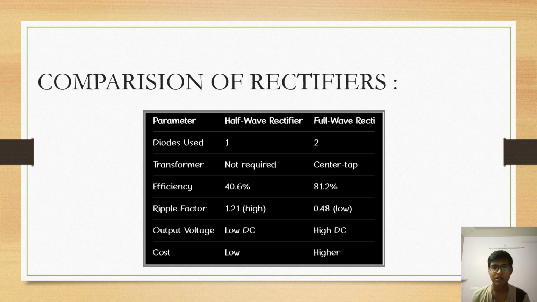Cost for the half wave rectifier is low. Cost for the full wave rectifier is higher. Because this cost is higher, we use the bridge rectifier as a full wave rectifier, which gives the same output as the full wave rectifier.